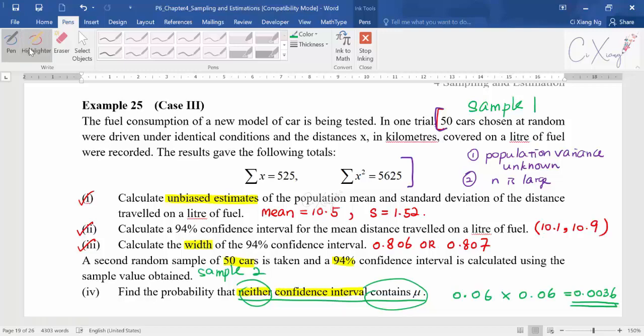Alright, so this one is a bit special, that's why I show it to you. But also very basic understanding. Alright, so this is what you have for example 25. Then next one, you can continue with example 26.